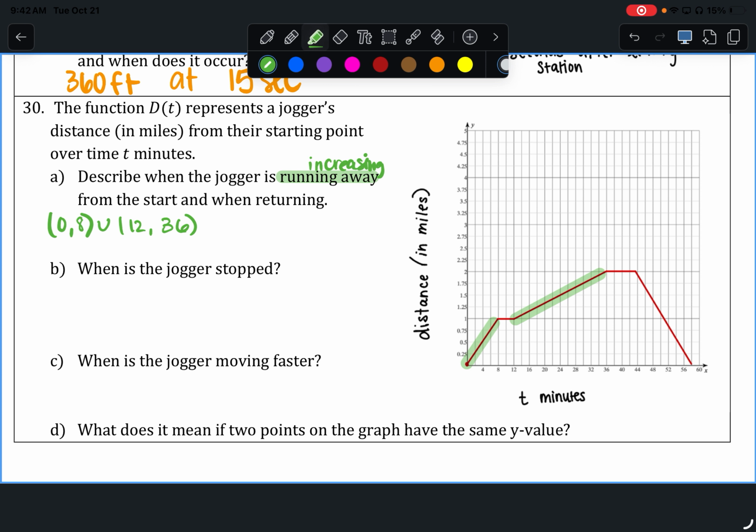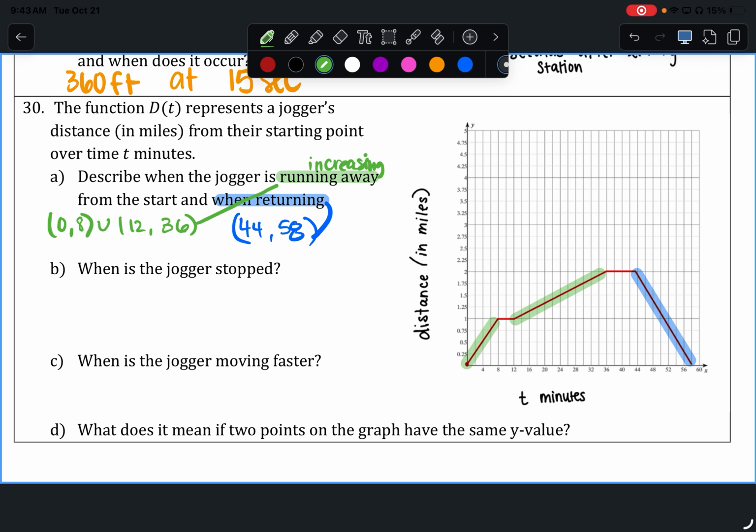All right, then it says, when is he returning? So when is he running back to start? Yeah, 44 to I think it's 58. Your graphs will also be bigger so you can see. And that's that one. I should have made those 2 separate questions. I just didn't.